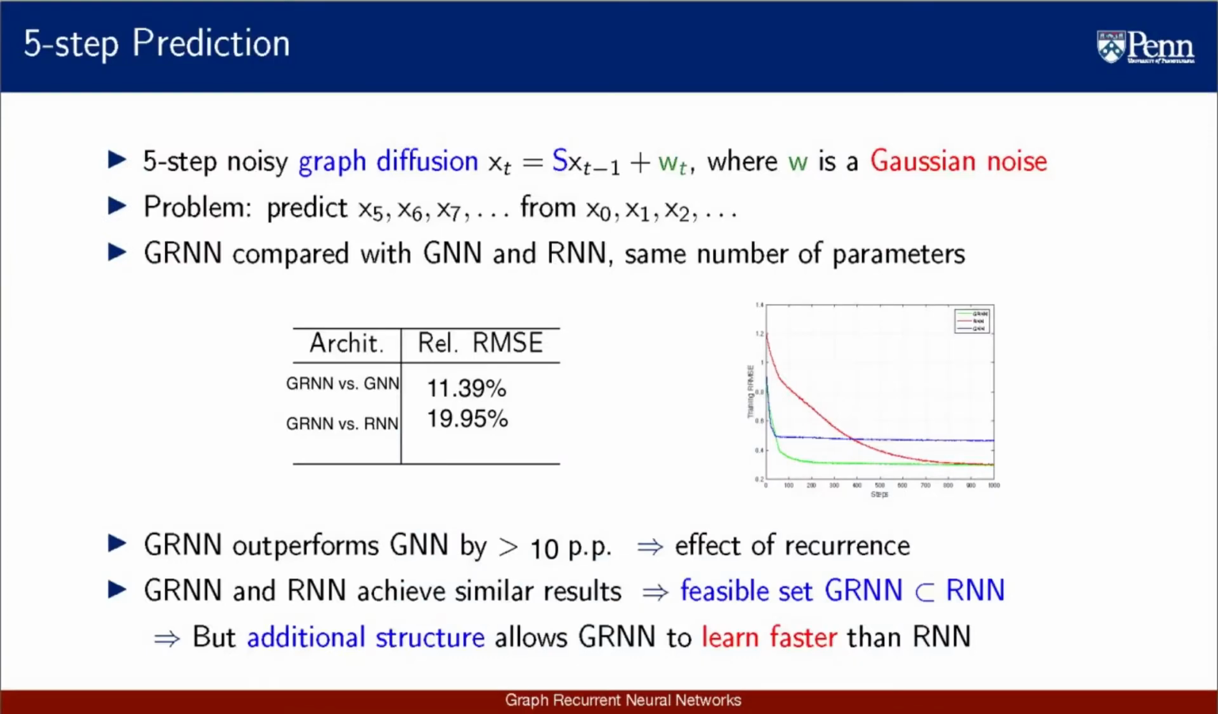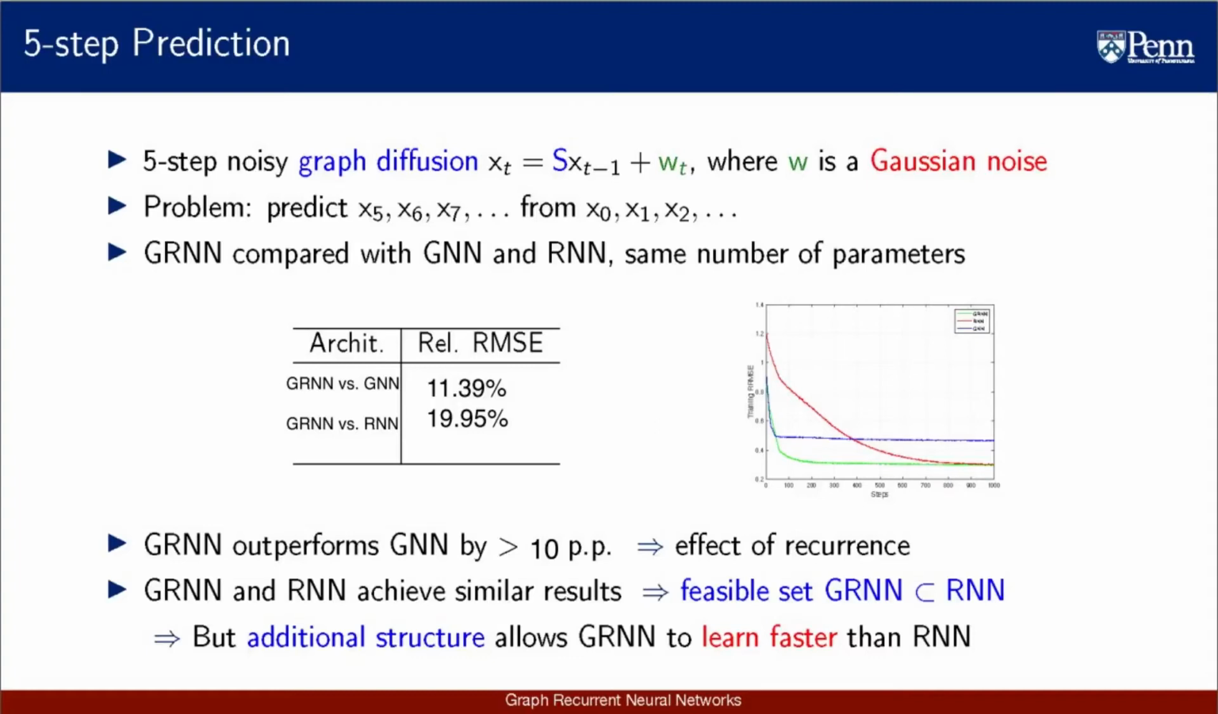In the following, we present a series of numerical experiments showcasing the advantages of GRNNs and gating. The first experiment is a 5-step noisy graph diffusion, where we simulate the noisy graph diffusion process given by x_t equals S x_{t-1} plus w_t, where w_t is Gaussian noise.